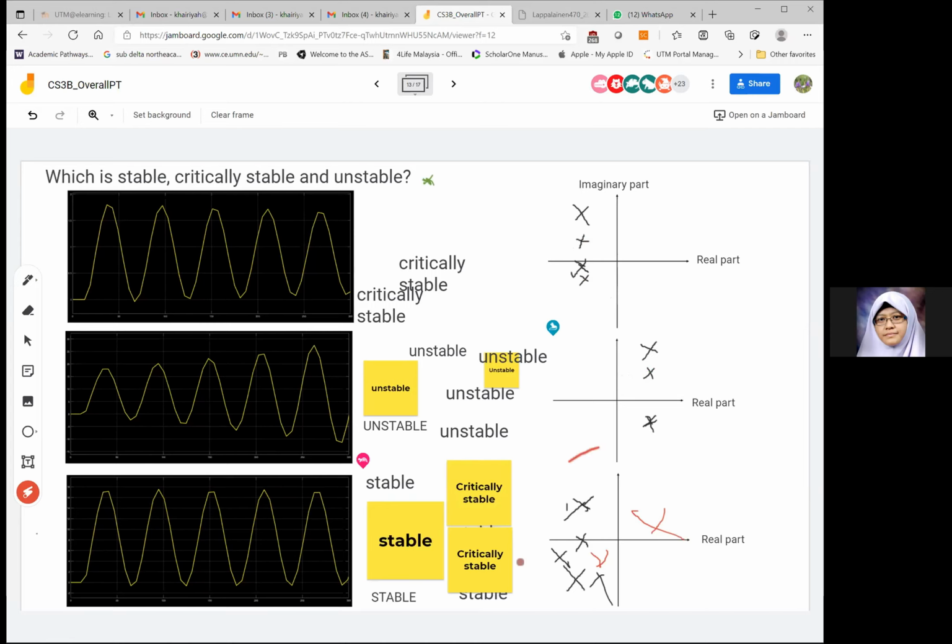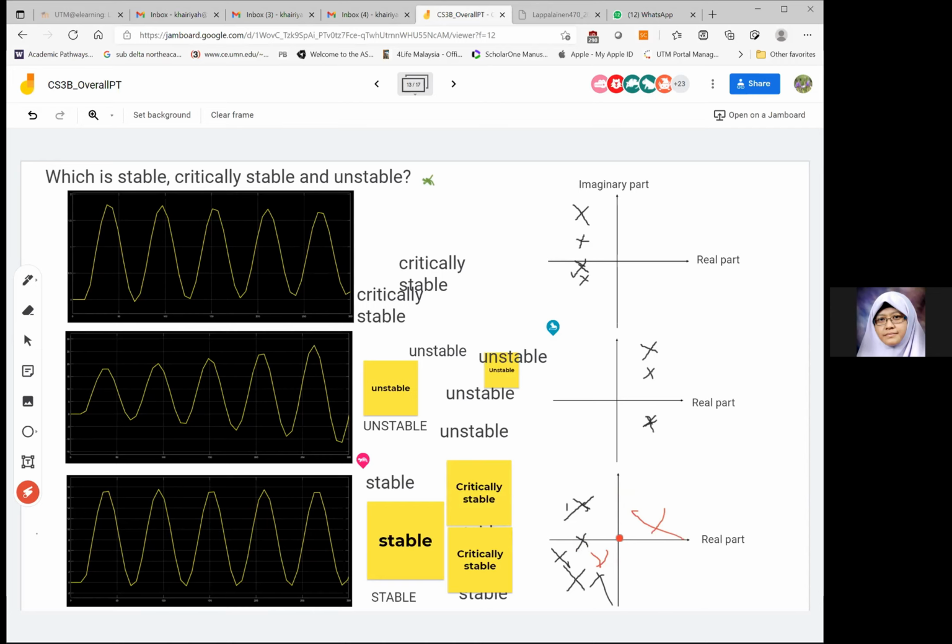Where do you think the pole is for critically stable? At the y-axis. Great. Very good. This is where it is. Right on the axis. Yeah. There's no real part. It's zero. Right on the y-axis. It only has the imaginary number.